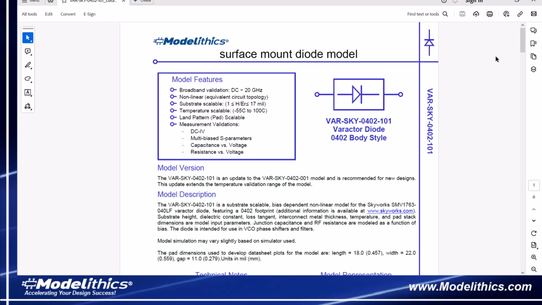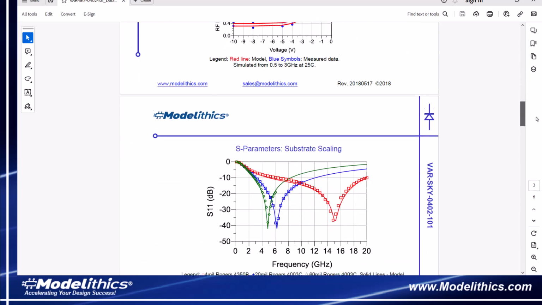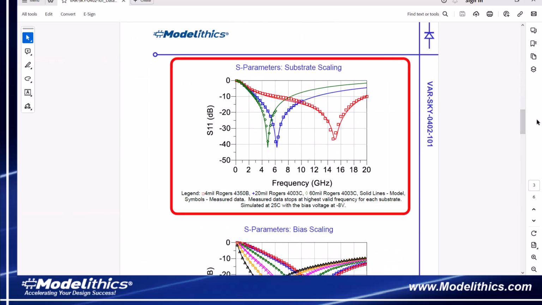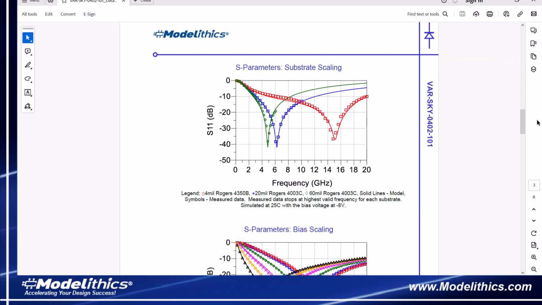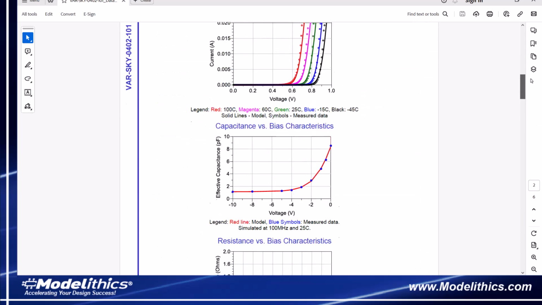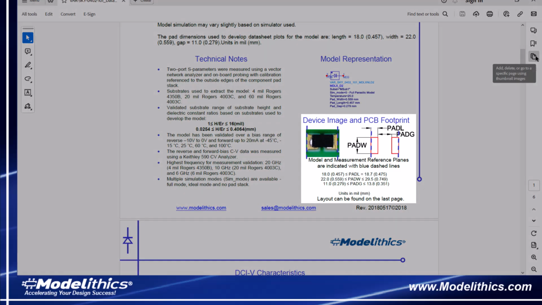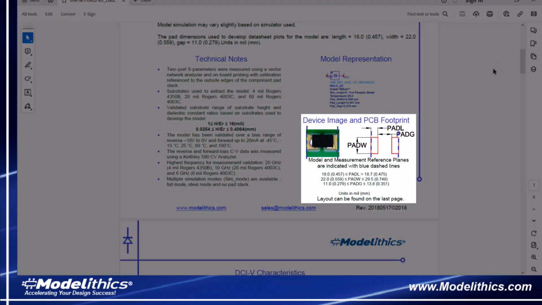For this model, if you scroll down the datasheet, you'll see this graph here, which shows S11 when using different substrates. You can see how the results are different for each of the 3 substrates. So, this demonstrates the importance of using substrate scalable models in a design. The model also scales with respect to the solder pad dimensions. You'll find the validated range of pad dimensions here in the model datasheet.